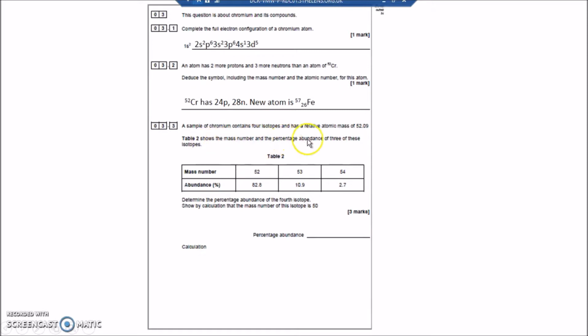A sample of chromium contains 4 isotopes, with relative atomic mass 52.09. The table shows the mass number and percentage abundance of 3 of these isotopes. So there's 4 isotopes and it shows 3, so there's 1 missing. The percentage abundance is how much there is, how common it is. So we could add up these and subtract from 100 to work out that there's 3.6% missing. So that must be the abundance of the missing isotope. So it's 2.8, add 10.9, add 2.7, subtract from 100 gives 3.6%.